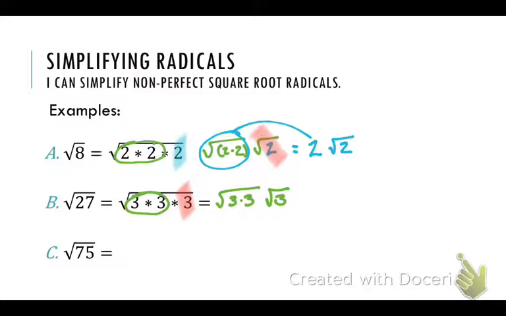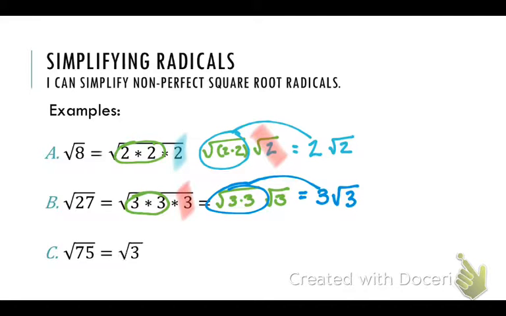Now I type in my calculator the square root of 3 times 3. Well, that gets me 3, and then I can't simplify the square root of 3 at all. All right, example C. Example C says the square root of 75.